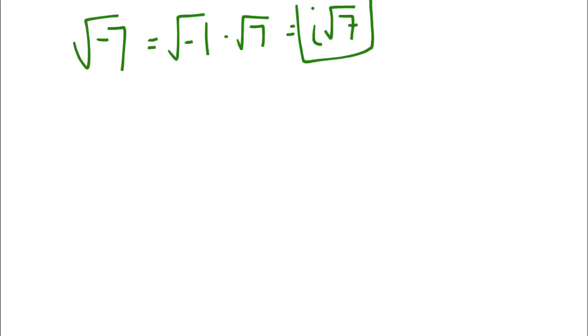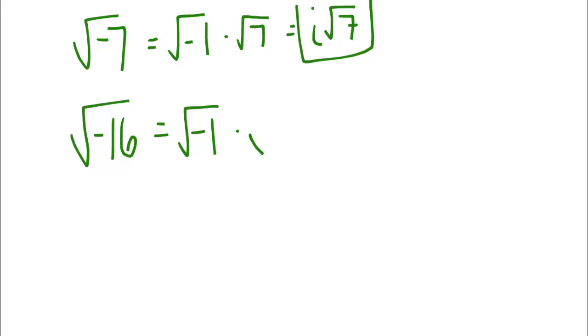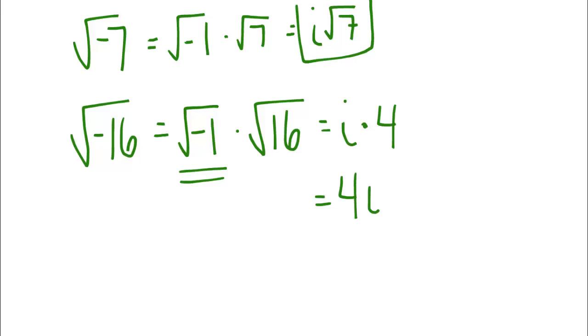Notice the i is out front of the radical. We would not call that root 7i, because then it might accidentally look like the i is underneath the radical bar, and we want to make sure that it's not, so we write it out front. Here's one more. How about root -16? Well, I know that that's root -1 times root 16. Root -1 I know has that special name i, and root 16 is of course 4. So we would call that 4i.